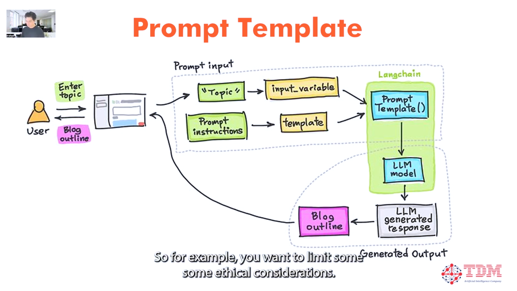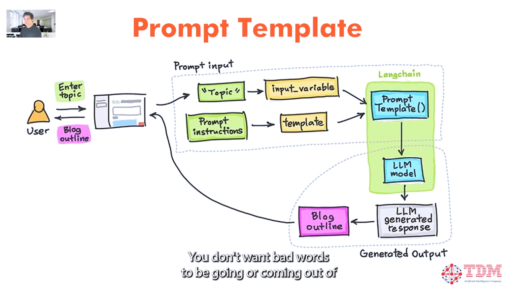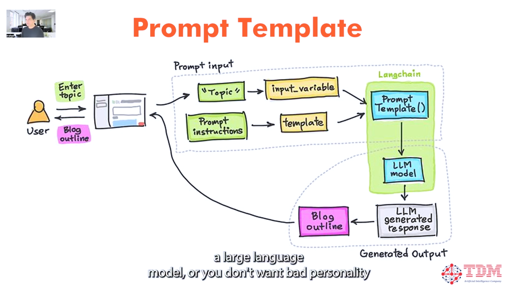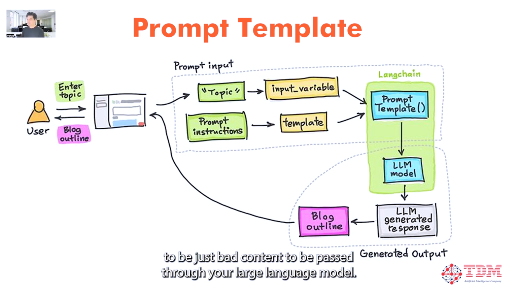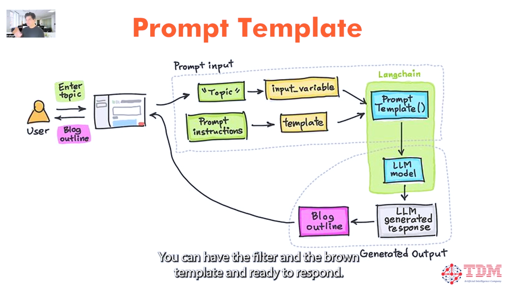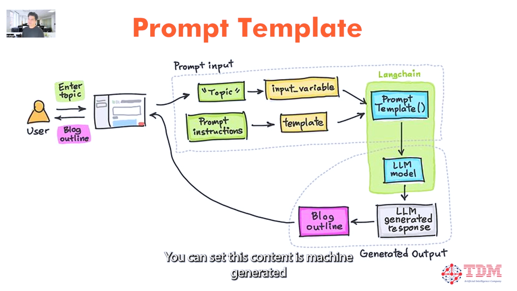So for example, you may want to limit some ethical considerations. You don't want bad words going into or coming out of a large language model, or bad personality or bad content to be passed to it. You can have a filter in the prompt template, and when it responds, you can say this content is machine generated and is not to be used for medical or any advice. Those kinds of things you can control here and more.